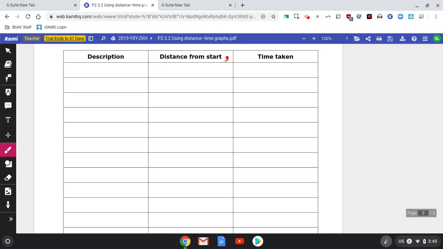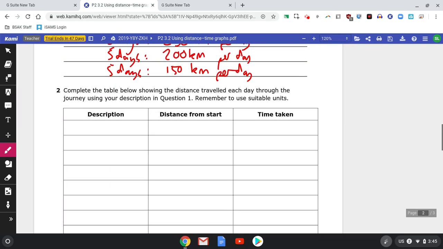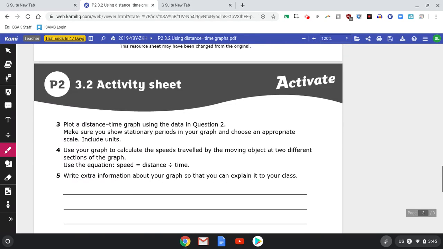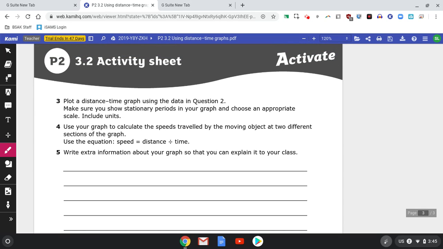This is the total distance from the start. So for the first 5 days, we're going to be adding 250k each time, aren't we? And we'll need the total time taken. So 1 day, 2 days, 3 days, 4 days, 5 days. And then plotting it. Now, if you've got graph paper at home, that will be ideal. However, if you've not got graph paper, you can go online.